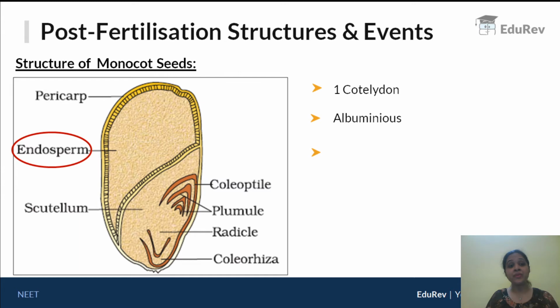Very, very important. Now, the outermost layer of the endosperm here is going to be called as the aleurone layer. Moving on, the examples again are important. So you have the example of castor, maize and wheat.